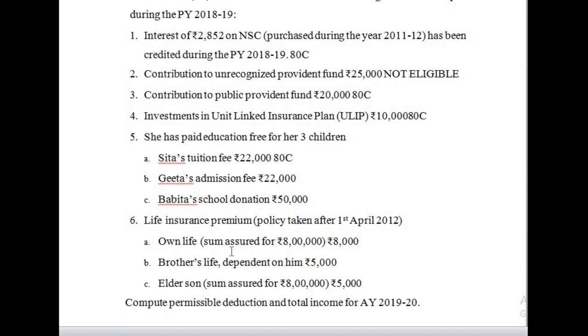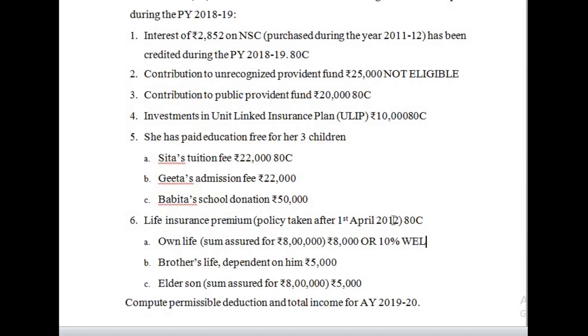Amount of deduction under section 80C will be 10% of sum assured or amount of premium, whichever is least, that should be taken as the amount of deduction. That means 10% of sum assured, 8 lakhs into 10%, 80,000, or 8,000, whichever is least, that should be taken as deduction. Similarly for the elder son, 80,000 or 5,000, whichever is least.